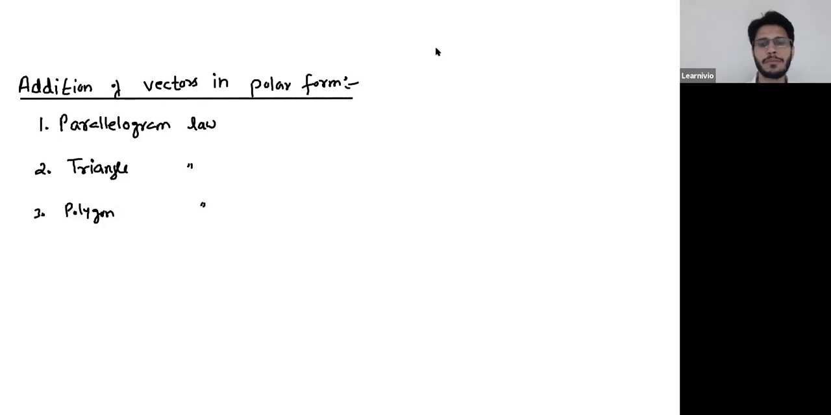So I am erasing it, right? Let's start with parallelogram. Can I extend this class for 10 minutes only? It will take 15 to 20 minutes, so I just have 10 minutes left. I'm extending the class just by 10 minutes.